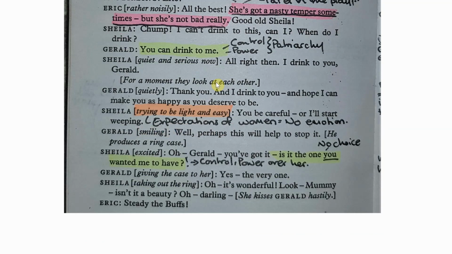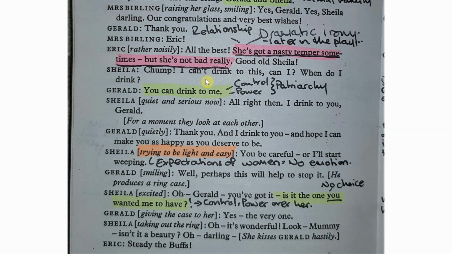So everyone's making a toast, and Sheila asks, "I can't drink. What do I drink to?" And Gerald says, "You can drink to me." Now this is another key quotation, and if Gerald comes up and gender comes up, it's a good point to make. This is a control statement. It's a power statement. He's saying, I am now the most important person in your life. You can toast me. And all of that links to the idea of patriarchy and the idea that men are in charge and that men in some ways control women.